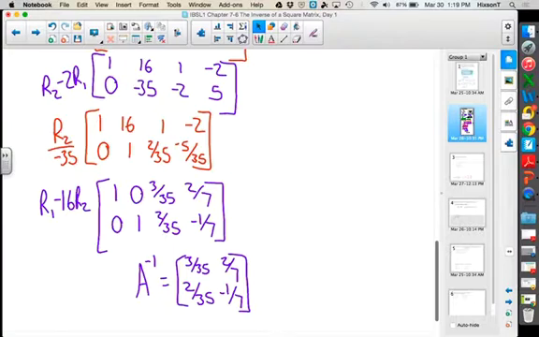Alright? Make sense? Kind of a pain when you get fractions like that. But here's the thing, it works. It works, okay? No matter what the numbers are, you're big boys and girls and you can handle fractions.